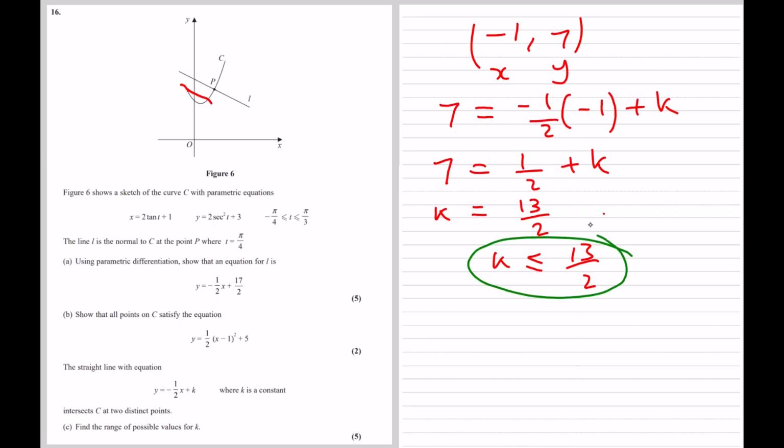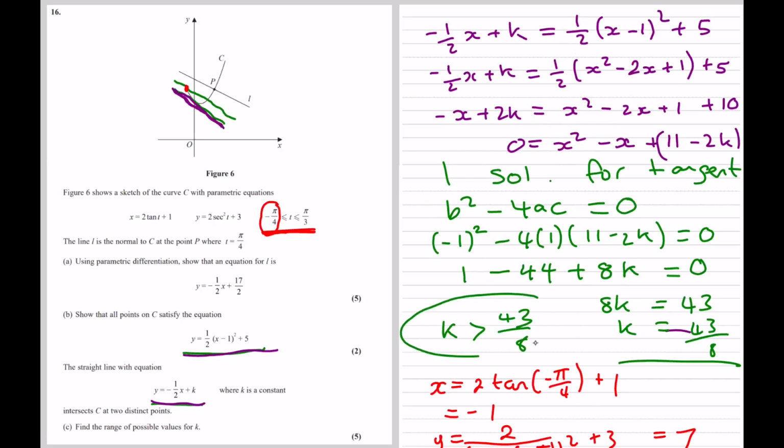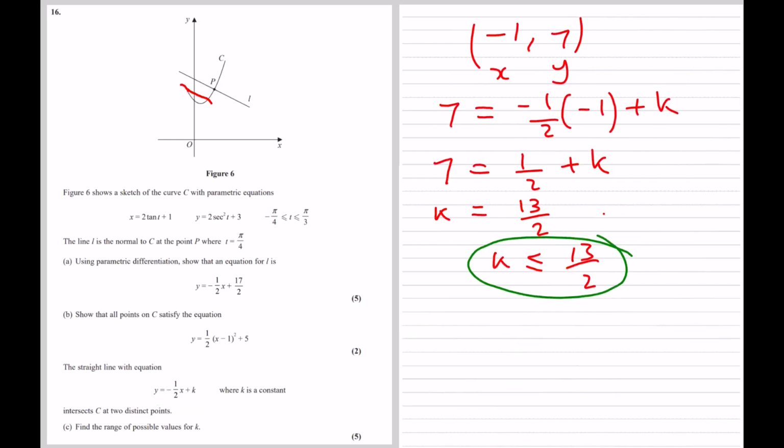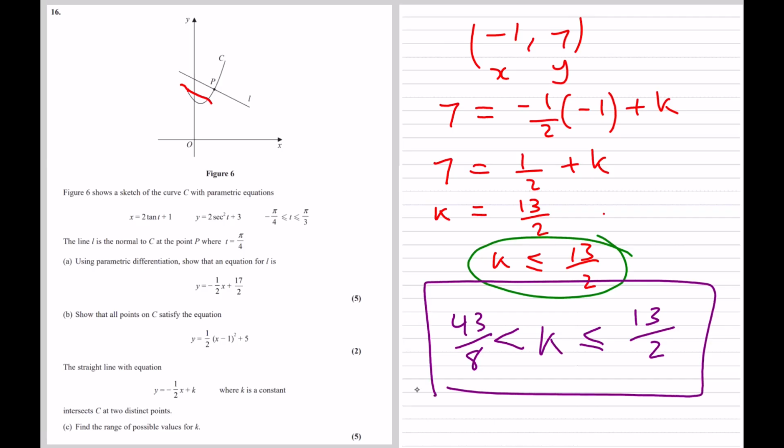So let's put our two parts together. k is bigger than 43 over 8 and less than or equal to 13 over 2. So that is our answer.